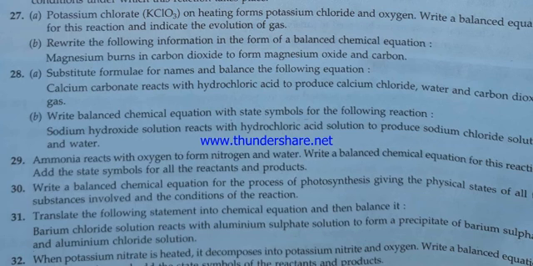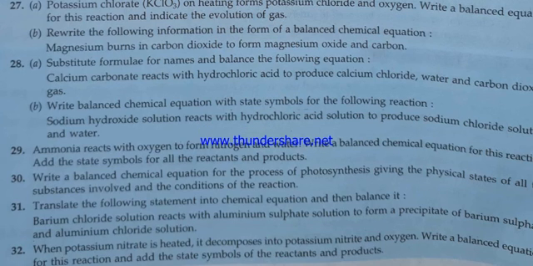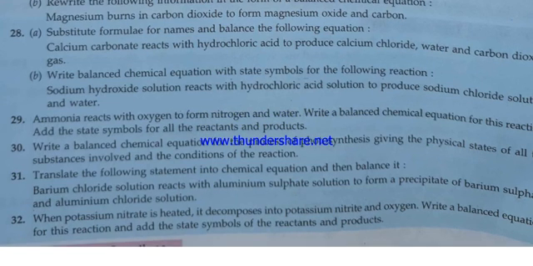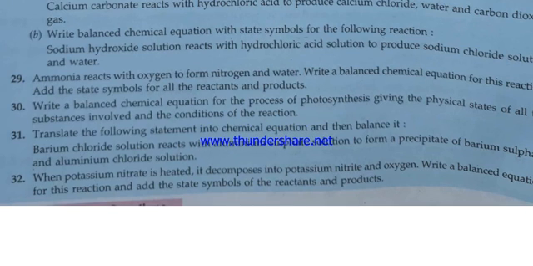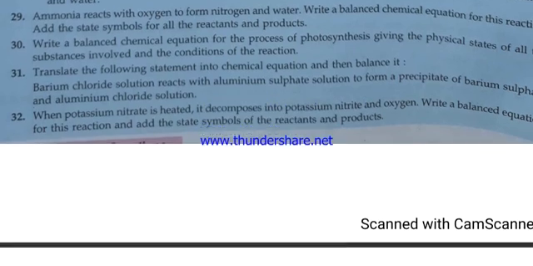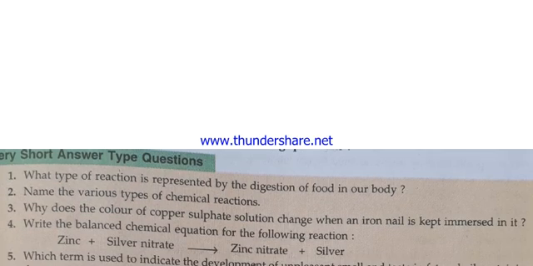Write a balanced chemical equation for the process of photosynthesis. CO2 plus H2O, 6CO2 plus 6H2O will form C6H12O6 plus 6O2. When potassium nitrate is heated, it decomposes into potassium nitrite and oxygen. Again, KNO3 will form KNO2 plus oxygen.